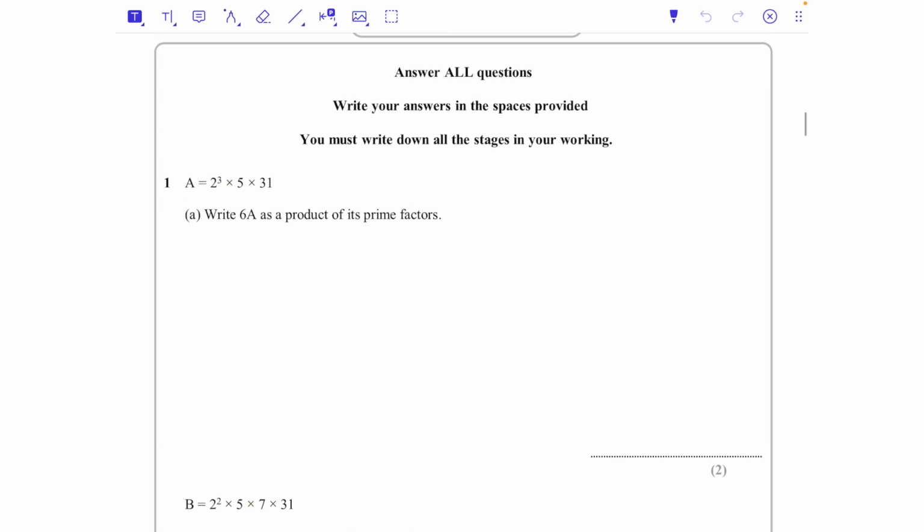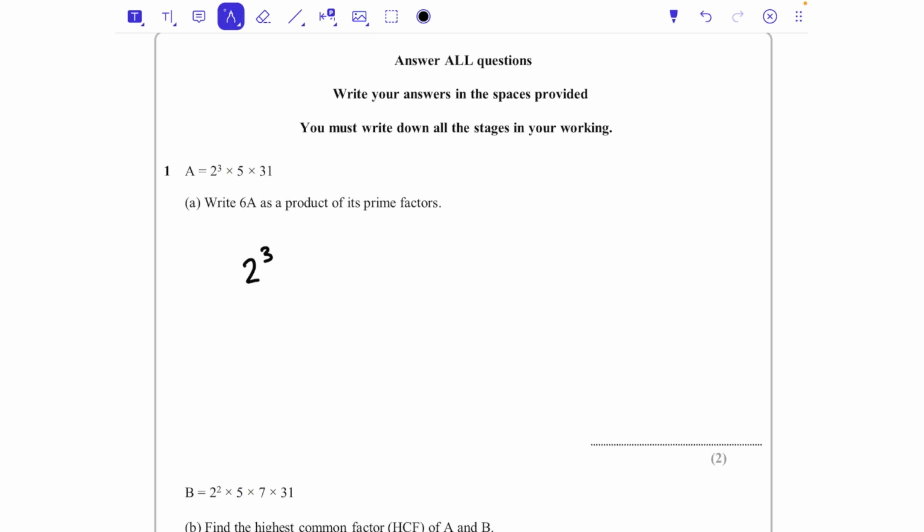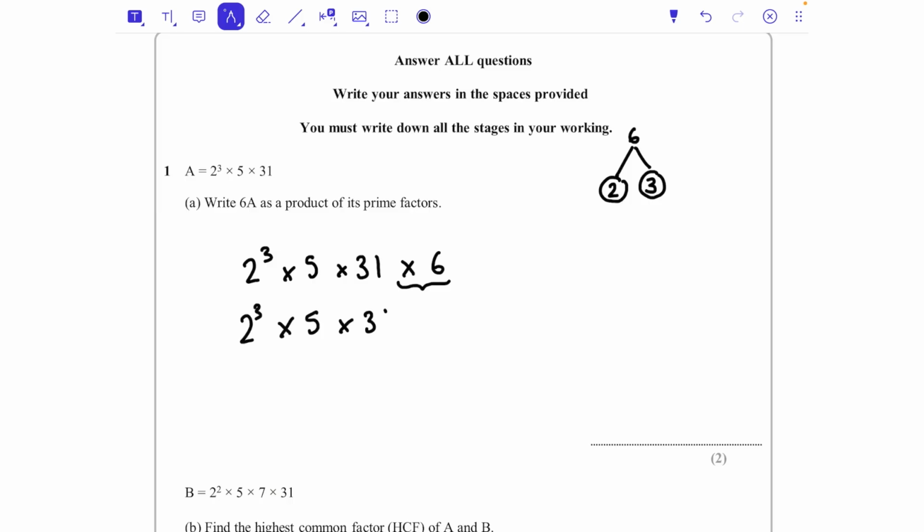So we're going to take a, which we know is 2 cubed times 5 times 31, and we're going to times it by 6. But we know that this part is not in its prime factorisation, because when we're breaking down like this, we wouldn't ever leave it as 6 because it's not a prime number. We need to break it down to be two numbers that multiply to make 6, which is going to be 2 times 3, and they're both prime, so we circle them. So instead of writing times 6, we're going to write 2 cubed times 5 times 31 times 2 times 3, because then we're taking that 6 and we're writing it as 2 times 3.